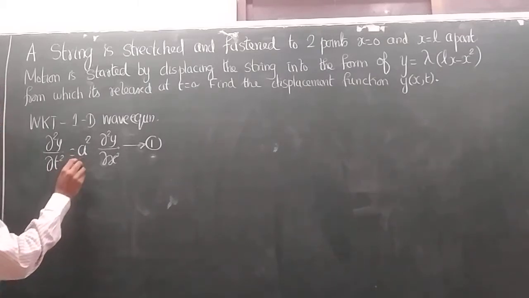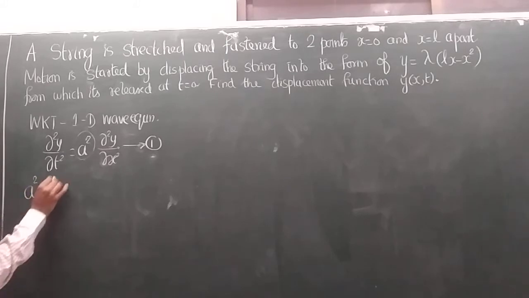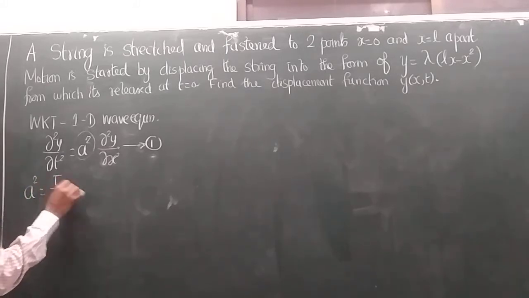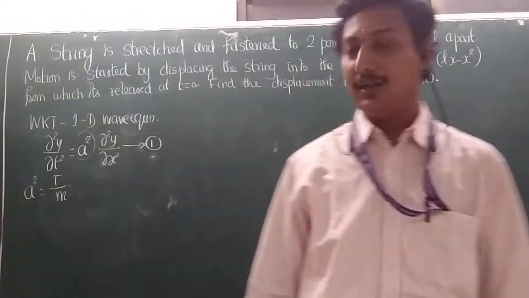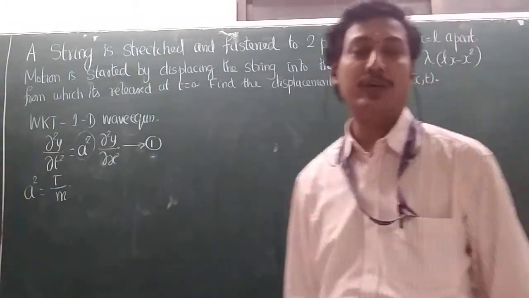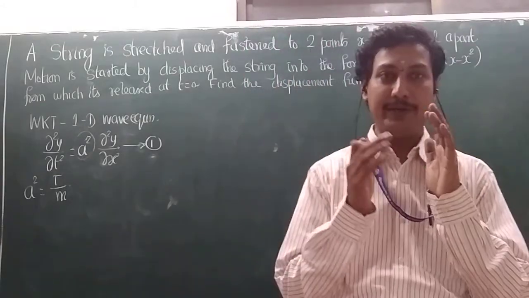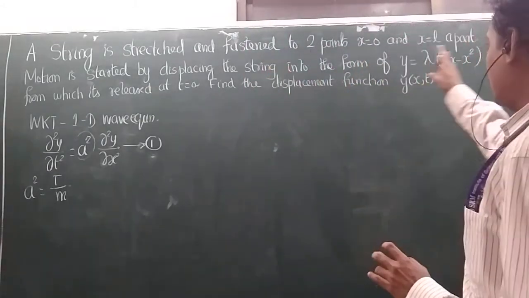If I solve this, we get the displacement function, where a² is the tension of the string divided by the mass of the string per unit length. This is a fixed constant. If I solve the given one-dimensional wave equation, we get the displacement function y of x comma t. So that is my requirement. Let us read the question.